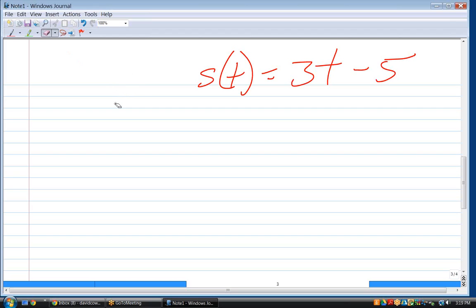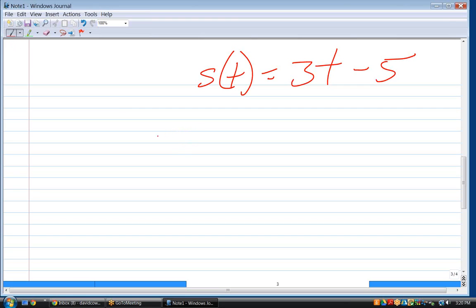Okay. Reread the question because it doesn't sound right. Okay, so the position of an object at time t is given by s of t. Find the instantaneous velocity at the indicated value of t, and the function is s of t equals 3t minus 5 at t equals 4.